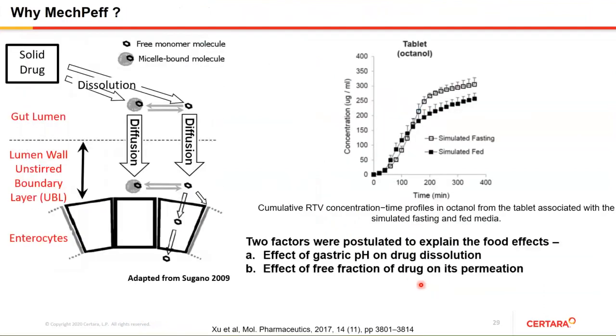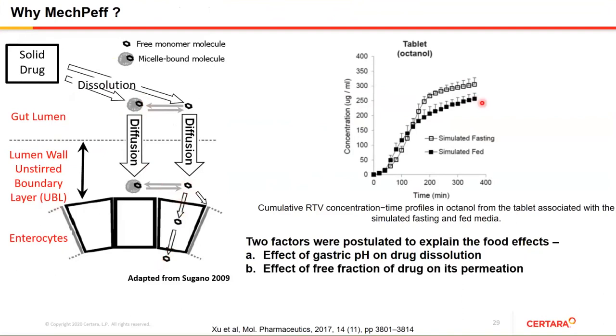Another factor which is important is the free fraction of drug, or its permeation. And I think this is the main factor which is important in explaining the negative food effects. So you do see that the plateau region in the fed state is less than the plateau region in the fasted state. And the free fraction theory assumes that your drug is dissolved and gets partitioned to the bile micelles. Both free drug and the bile associated drug can diffuse in the unstirred boundary layer, but it is only the free drug which is available for absorption. So only the free drug can enter the enterocytes.